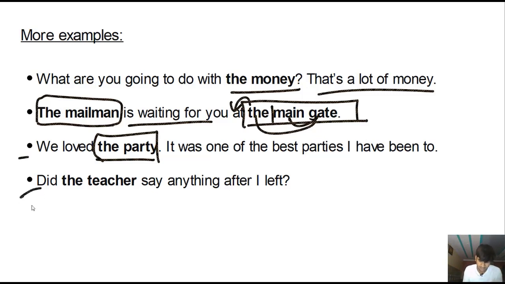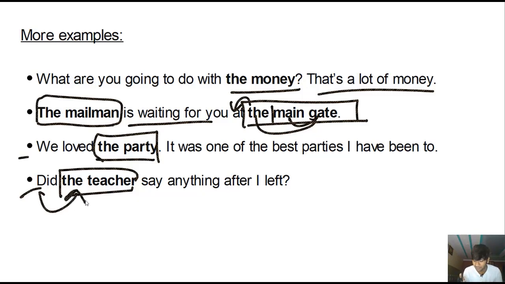Did the teacher say anything after I left? Let's suppose yesterday we were in a class and I had a scuffle with a particular teacher. You all were there and you saw what happened, and I had to leave. So I'm saying, did the teacher say anything after I left? You know which teacher I'm talking about. I'm not talking about any random teacher in the world. I'm talking about the teacher that was there in the class and the teacher I had a scuffle with. Since we both know which teacher I'm talking about, I'm using the definite article the.